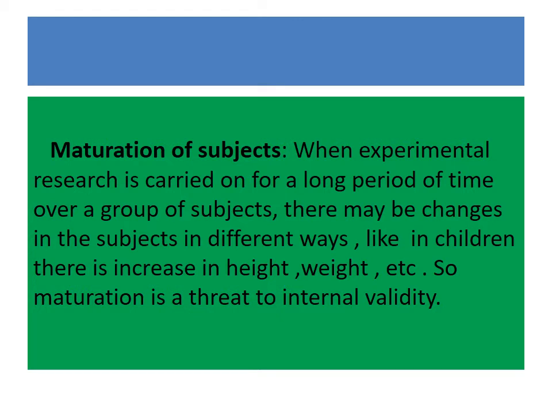Next is the maturation of subjects. When experimental research is carried out for a long time, say an experimental period of 6 months, what will happen? Over a group of subjects there may be changes in the subjects in different ways. If you are conducting the research on children, over 6 months, 1 year, 2 years, there will naturally be an increase in height, weight, etc. So maturation also will be a threat to internal validity.